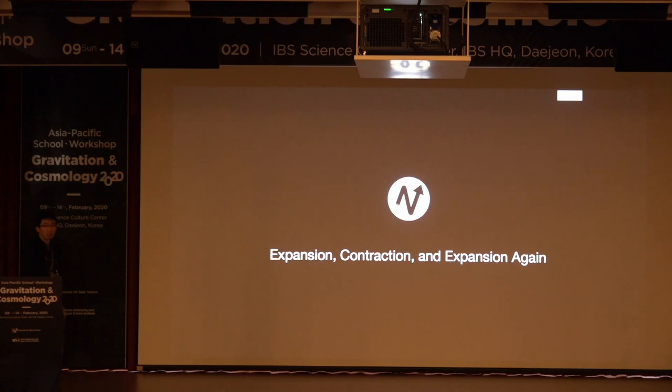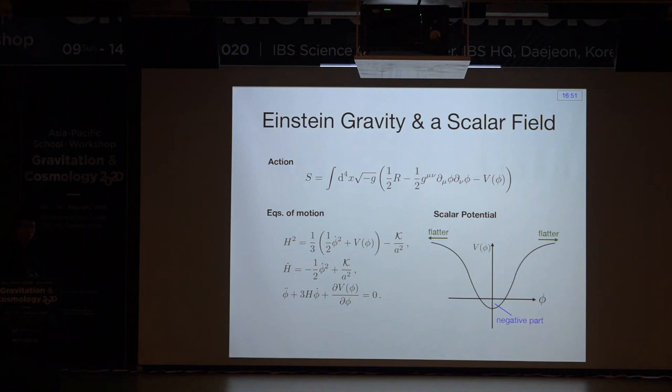Before I introduce some concrete scalar potential, I just explain the qualitative features. The setup is this simple one: general relativity with the Einstein-Hilbert term, and a real scalar field with canonical physical sign kinetic term, and this is the scalar potential, something like this. This is just a summary of the equations of motion with the spatial curvature term. And we have in mind this kind of shape of the scalar potential. There is a negative minimum, and away from this minimum, the scalar potential is assumed to be flatter.